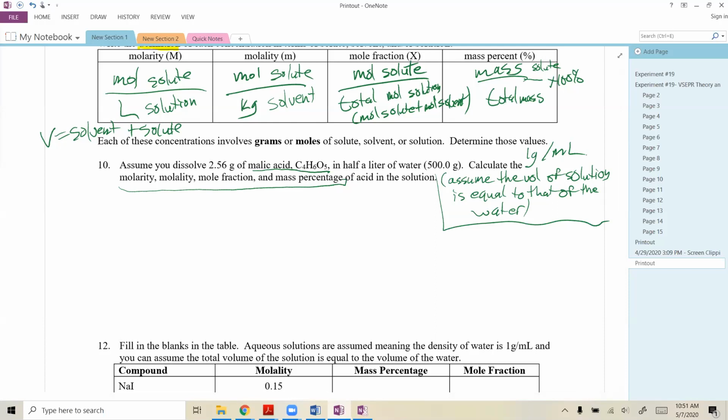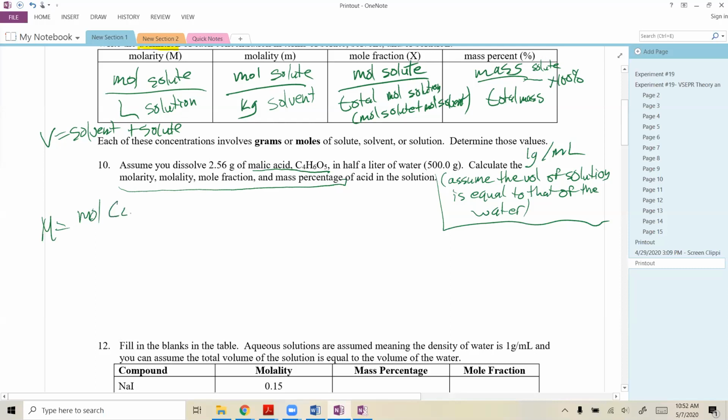So we're going to start with this problem, right? This 2.56 grams of malic acid, and we're going to try to go from there. So what would be a good one for us to start with? Which one of these four concentration units would you guys like to tackle first? It's given us the grams of the solute and it's given us the grams of the solvent. So we could start with molarity. And to do our molarity, we would need to find the moles of the malic acid.